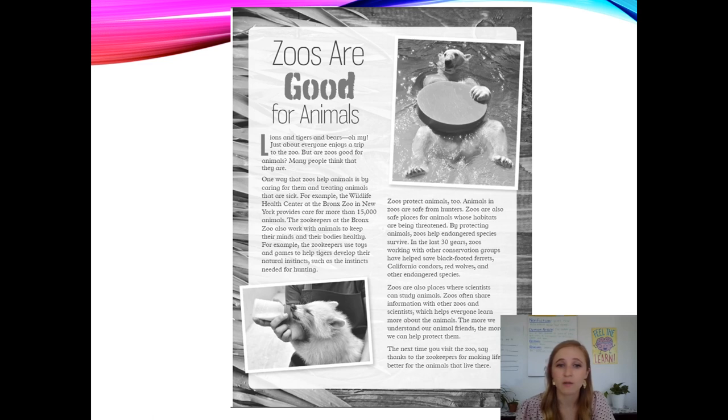The zookeepers at the Bronx Zoo also work with animals to keep their minds and their bodies healthy. For example, the zookeepers use toys and games to help tigers develop their natural instincts, such as the instincts needed for hunting. Zoos protect animals too. Animals in zoos are safe from hunters. Zoos are also safe places for animals whose habitats are being threatened. By protecting animals, zoos help endangered species survive. In the last 30 years, zoos working with other conservation groups have helped save black-footed ferrets, California condors, red wolves, and other endangered species.